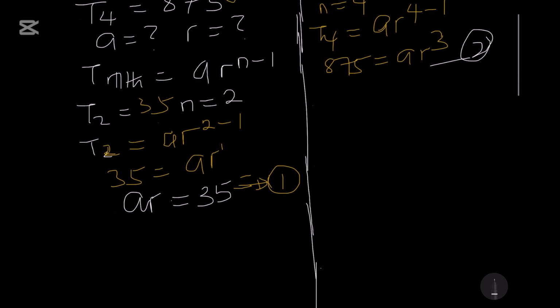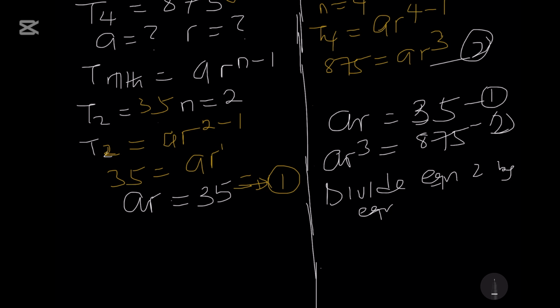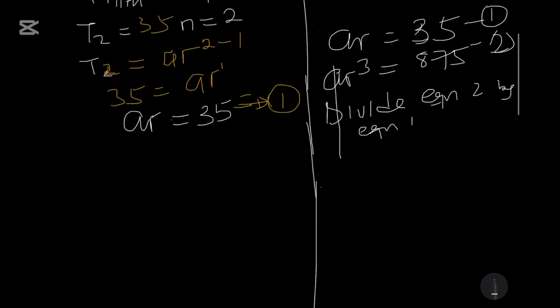So for the first one we have ar = 35, and for the second case we have ar^3 = 875. So let's solve them simultaneously. This is equation 1, and this is equation 2. Let's divide equation 2 by equation 1.